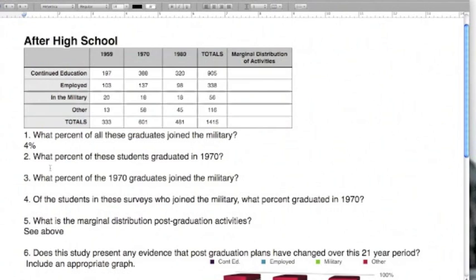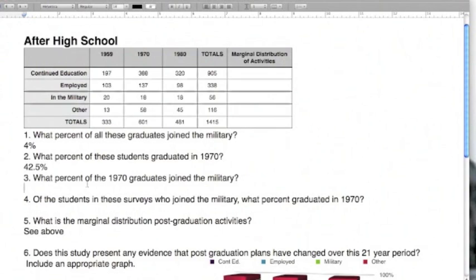Question number 2. What percent of these students graduated in 1970? In this case, it's wanting us to look at simply one year of graduation. Rather than an activity, we're going to look at the totals in the columns. So we look at the 1970 column, 601 people out of all the survey was 1415, right? So you would simply say 601 divided by 1415, and that's approximately 42.5%, if we're rounding to the nearest tenth.